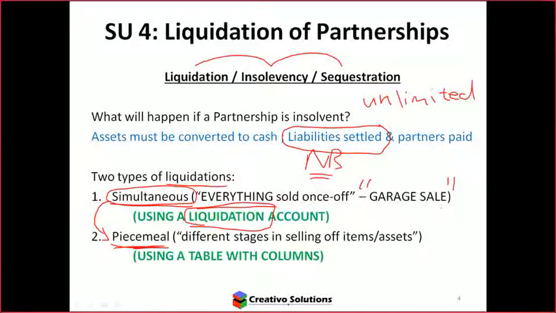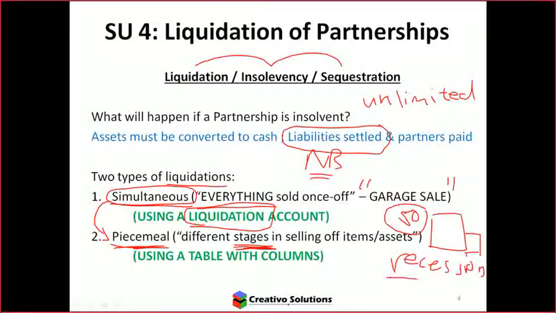Right, piecemeal is different. Piecemeal looks at selling things in stages. So let's say we've got a building, and let's say the building is worth 50. Is it always a good idea to sell the building at a particular point in time? So let's say if we've got a recession, and that building is worth 50 on paper, do you think we'll get 50 for it? No. Why not?